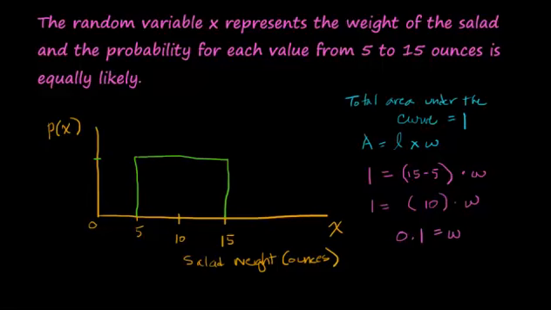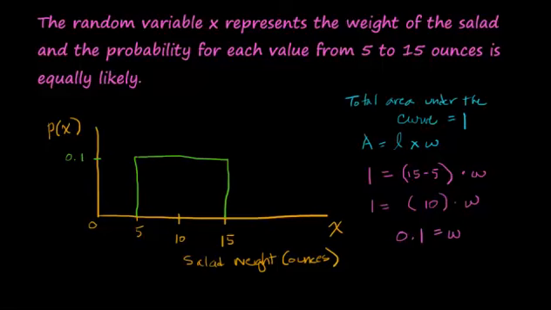So now I can come back over to my graph and label that 0.1. Now I know that equally likely probability for any of these values in between 5 ounces and 15 ounces. So that means that we would expect any ounces measurement between 5 ounces and 15 ounces to have a probability of 0.1. Another name for this graph of a continuous probability distribution is a density curve.